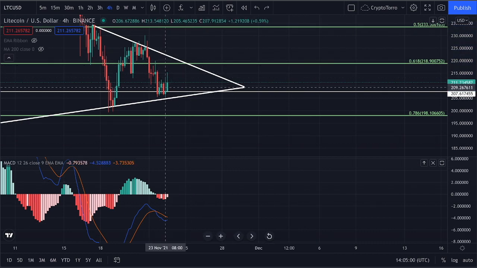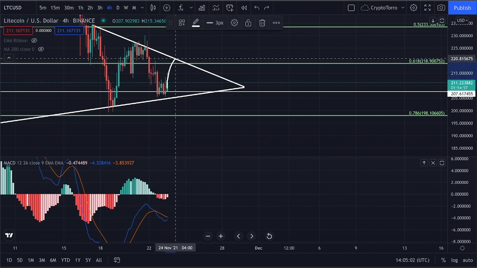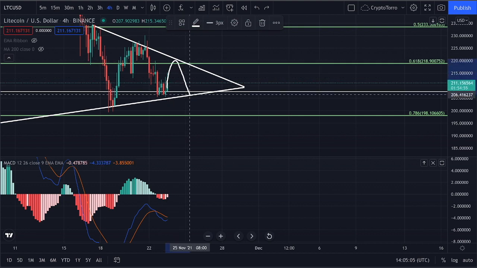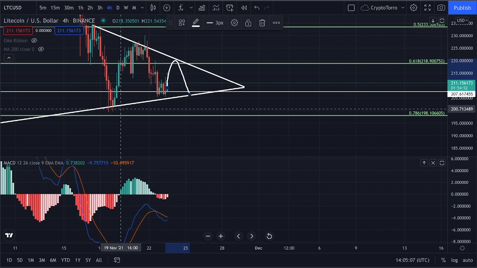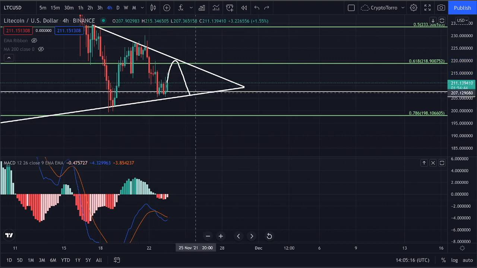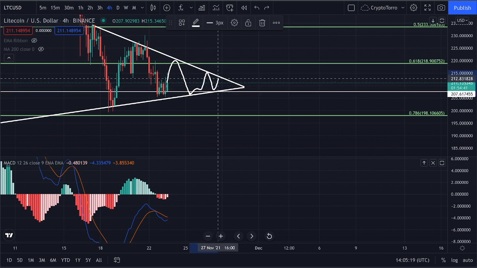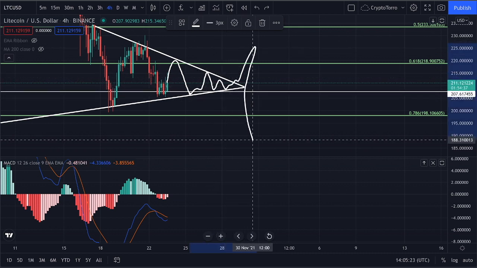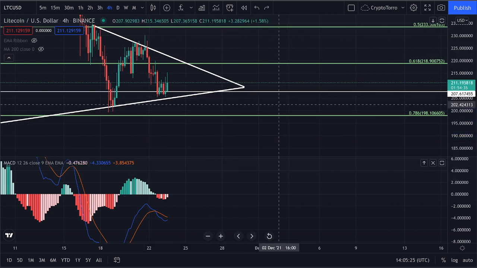But if we do not break out above it, it is likely that we are going to be rejected, heading once more towards a retest on top of this ascending support, and at that point in time perhaps a breakout or support being found, as well, trading in between these ranges before a breakout or breakdown occurs. So this is very important to monitor very closely, guys.